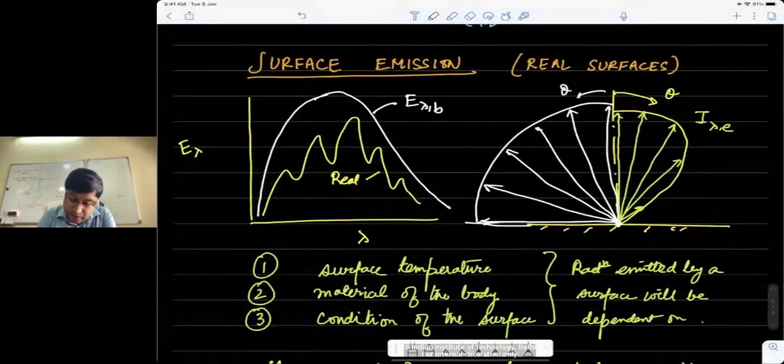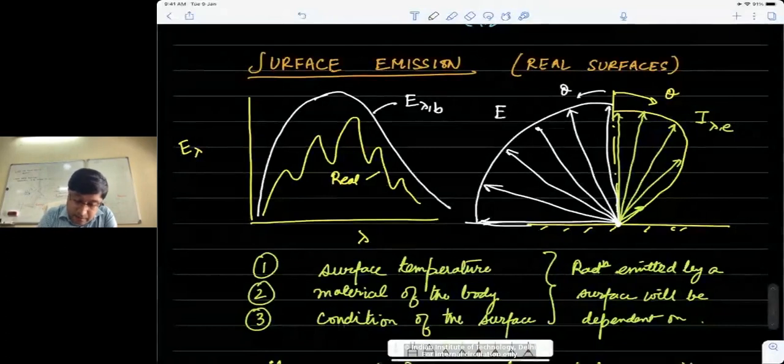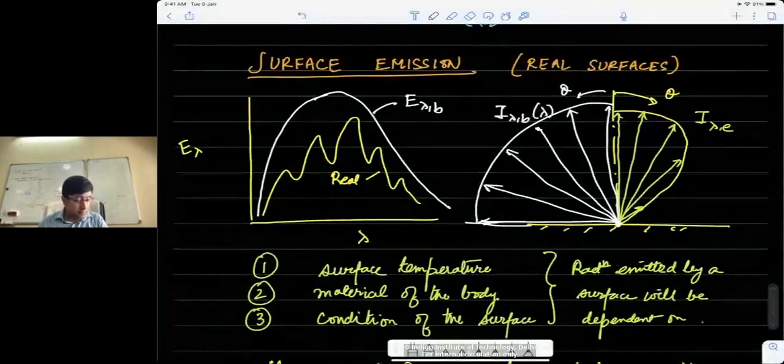So theta is this, and this is E lambda B, which is only a function of lambda. There's no theta dependence now. It's the same everywhere.